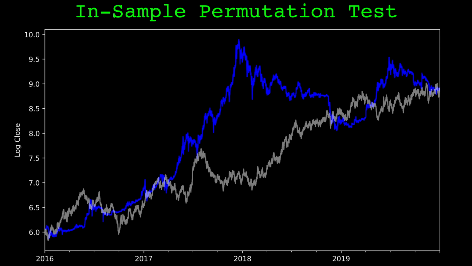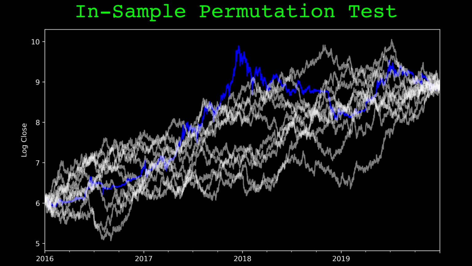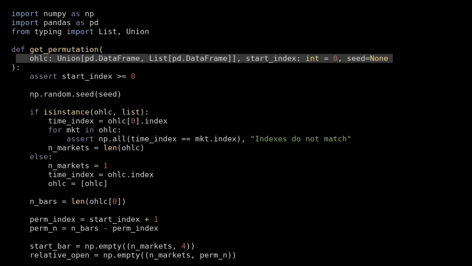Now I'll show the algorithm I'm using to generate these permutations of price. This function has a few parameters. The first is the data. It takes either a data frame of open, high, low, close prices or a list of such data frames. The option for the list of data frames is for permuting multiple markets. I'll talk about this option later.